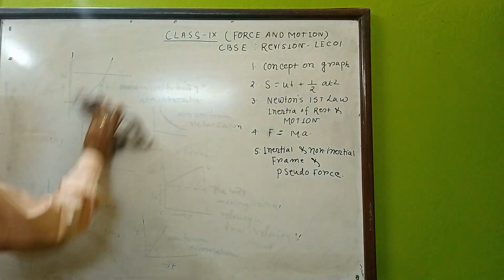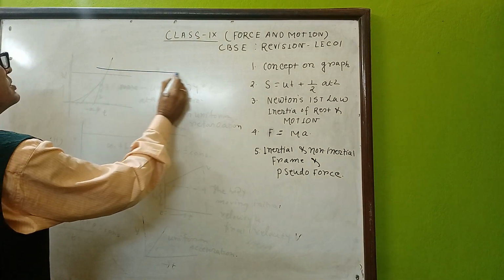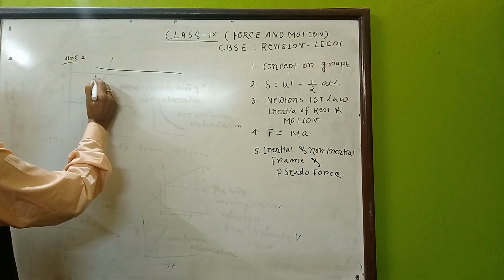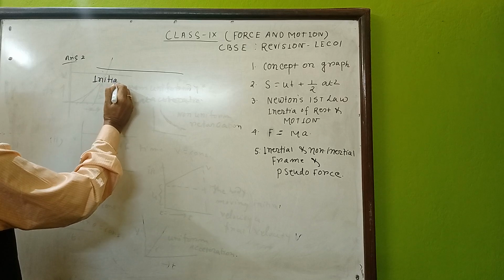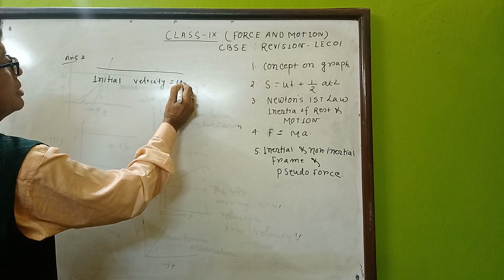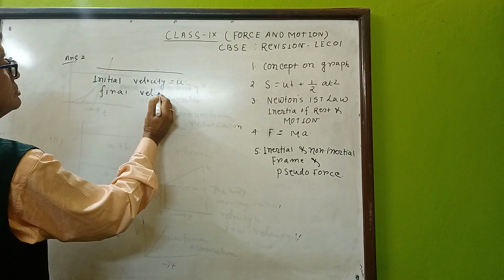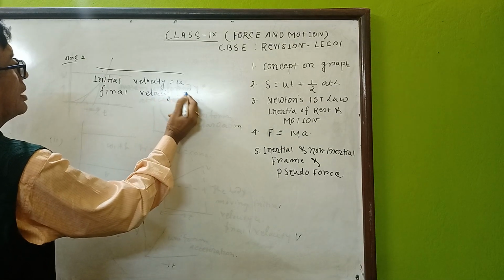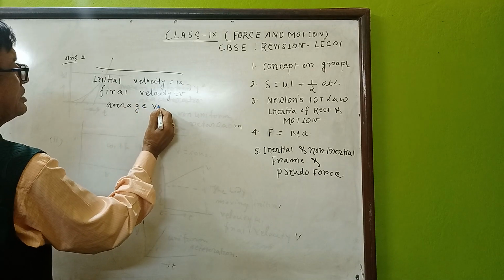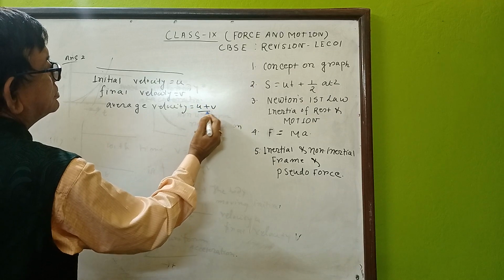Many graphs I have discussed with you. Now another question, if a body has initial velocity u, final velocity v, then the average velocity is u plus v by 2.